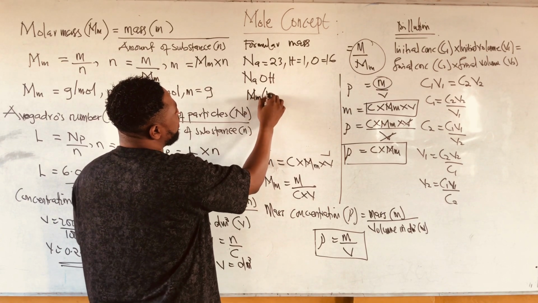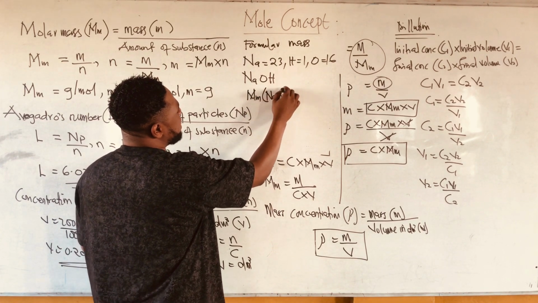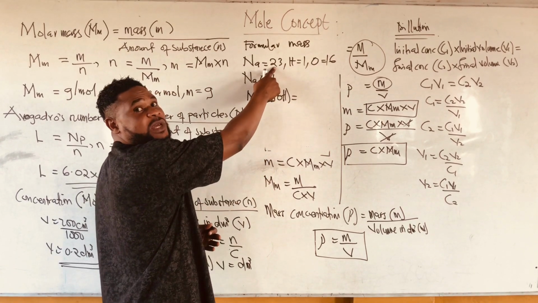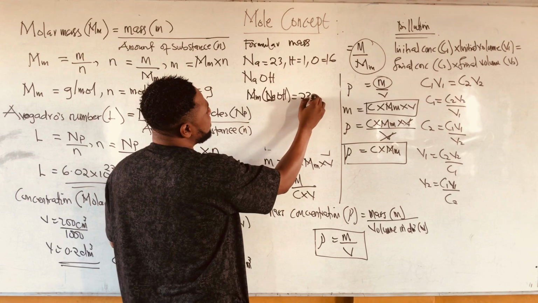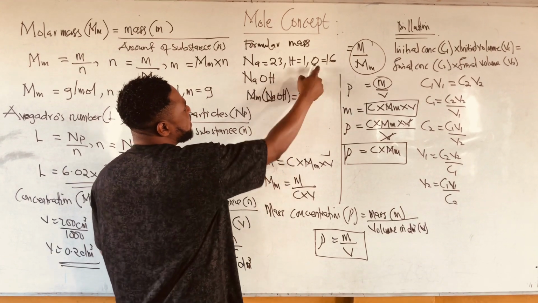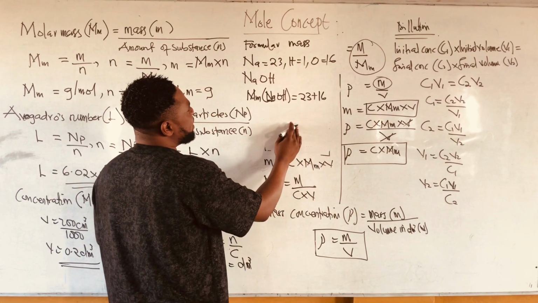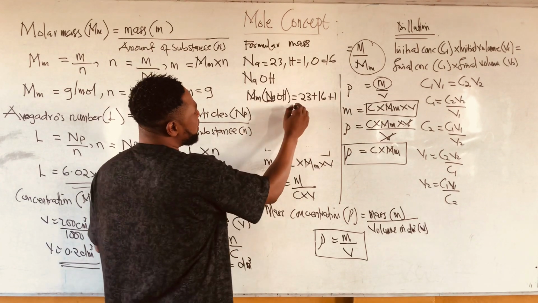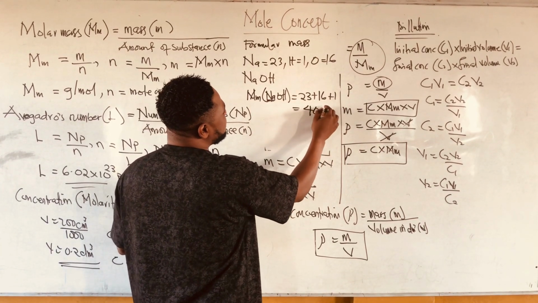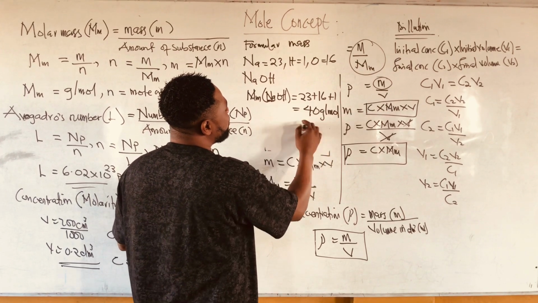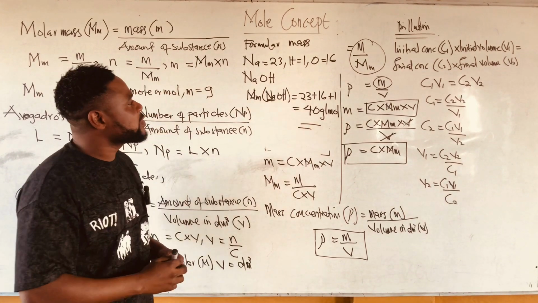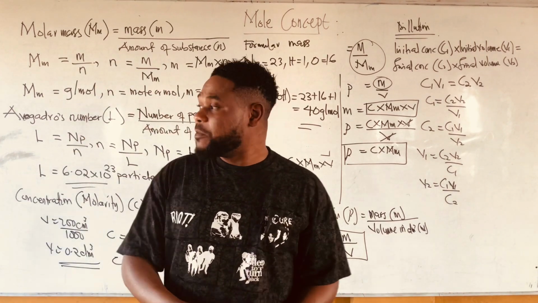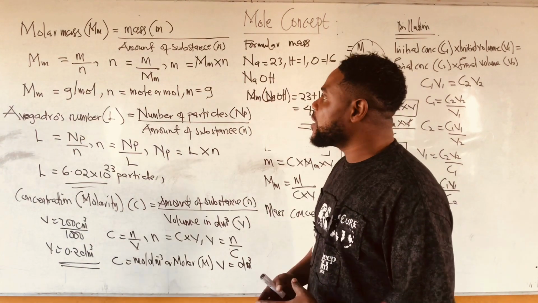We calculate the molar mass of sodium hydroxide as follows. Our sodium here is 23, so we put our 23 there. Our oxygen is 16, we put our 16 there. And our hydrogen is 1, as you can see. So we sum them, then we add them, which will be 40 grams per mole. So we can also use this approach to calculate molar mass. These are some few formulas that we can have under the mole concept.